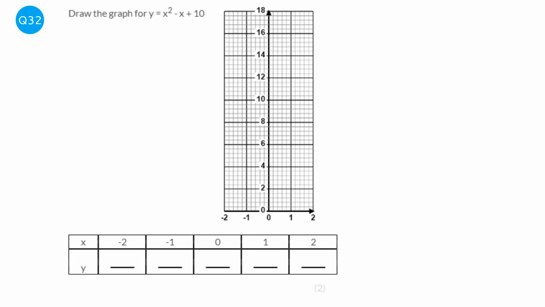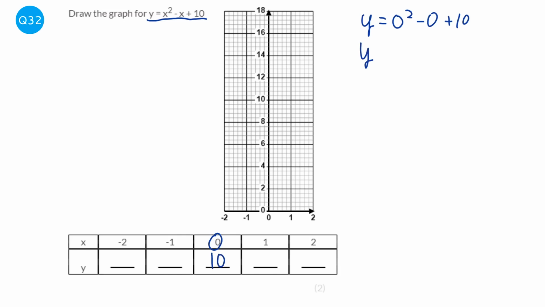So we're going to start off with x equals 0. And we're going to write out this equation, but with 0 every time it says x. So it's going to be y equals 0 squared minus 0 plus 10. Well, 0 squared is just 0, so 0 take away 0 is just 0, plus 10 is just going to be 10. So the answer there would be 10.